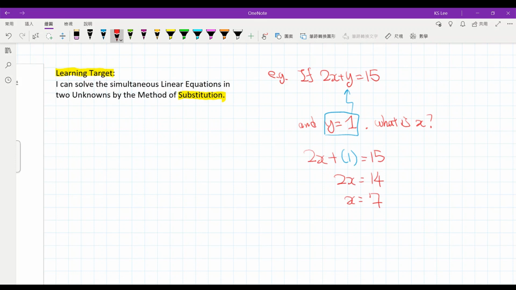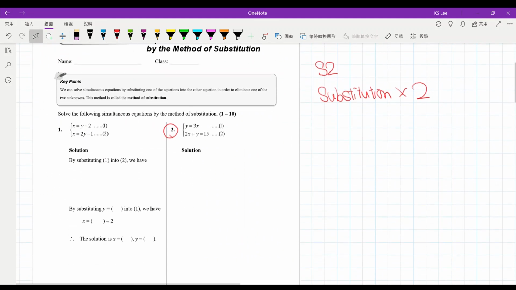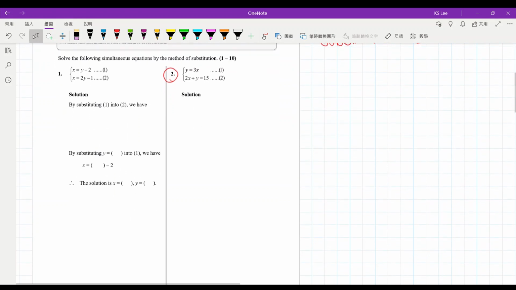In Form 2, we are going to apply these substitutions once again. But my tips for you will be, we are going to substitute 2 times here in order to solve one question, right? So let's look at our worksheet. Let's take a look at question number 2.